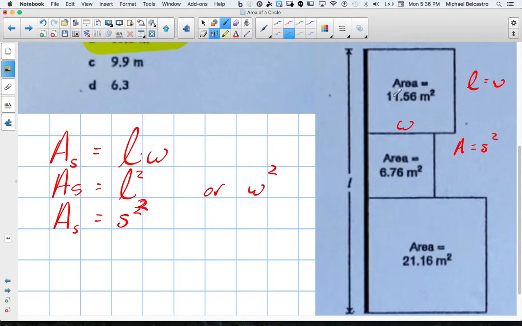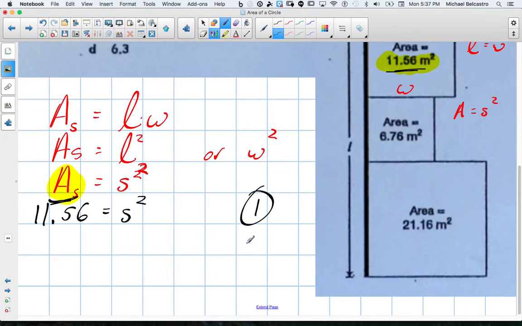So, what piece of information have they given us? Well, they've given us the areas. So that's not the sides, that's this thing here. So we're going to replace 3 different times the area in the area formula, we're going to replace the area with these measurements. Okay, so area is actually 11.56, which is equal to s squared, and we'll call this square 1, like the shopping mall.